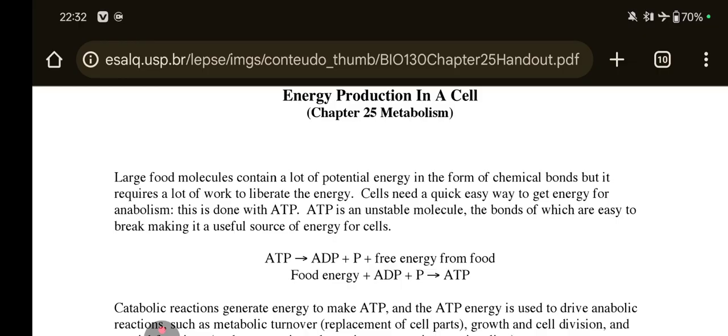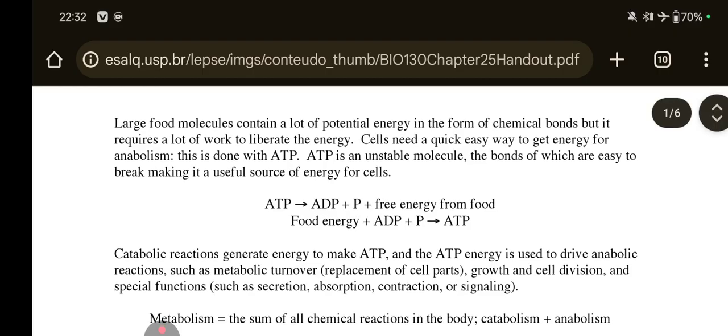Energy production in a cell. Large food molecules contain a lot of potential energy in the form of chemical bonds, but it requires a lot of work to liberate the energy. The cell needs a quick, easy way to get energy for anabolism. This is done with ATP.